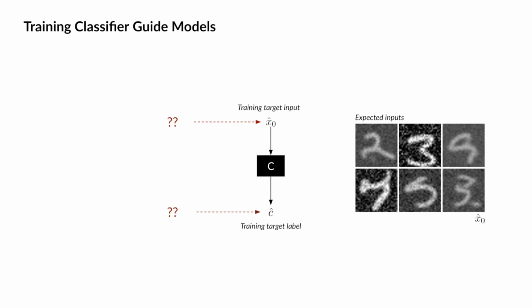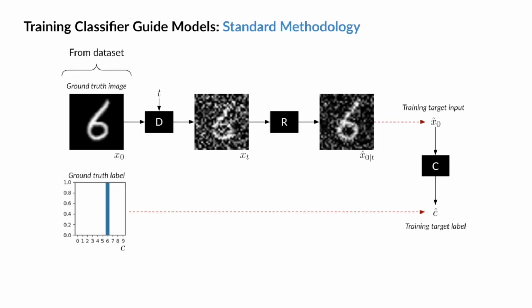So let's think about this, bearing in mind that this classifier is expecting as input these intermediary predicted images, and it needs to assign a label to these. Okay, so what should our training targets be? Well, this is what we do in the standard methodology. The usual way of training classifiers in this way is that we assume that we have access to a supervised dataset with images that the diffusion model was trained on. So we have ground truth labels and ground truth images.